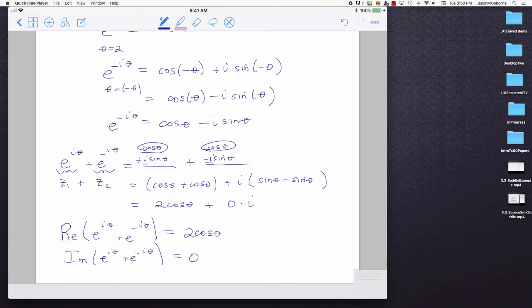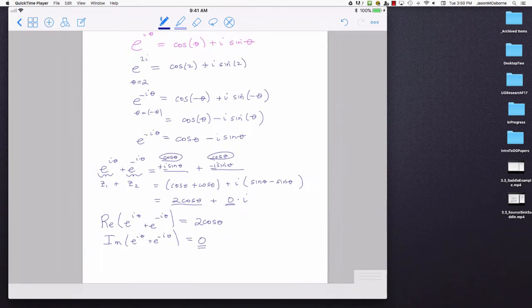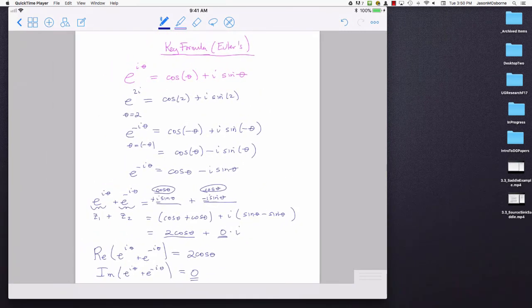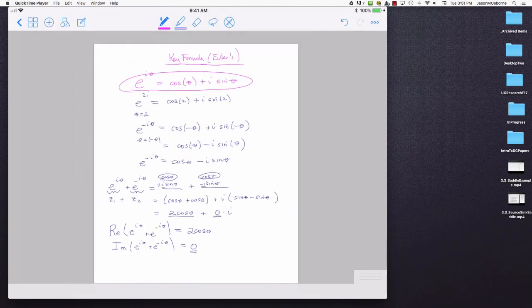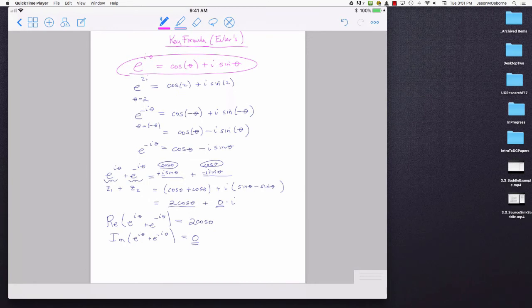Okay? It's still a complex number. It's of the form something plus i times some other number. It just so happens that the imaginary part of the number is 0. Okay? So this is an absolutely key formula, Euler's formula, that we're going to need in this section. The way it's typically going to appear is as follows.